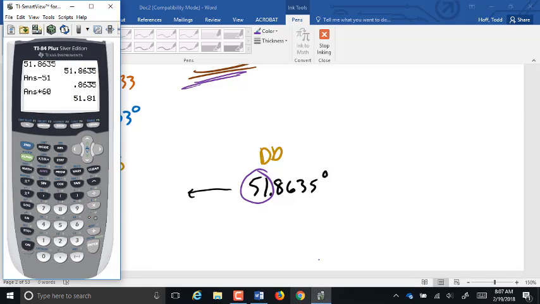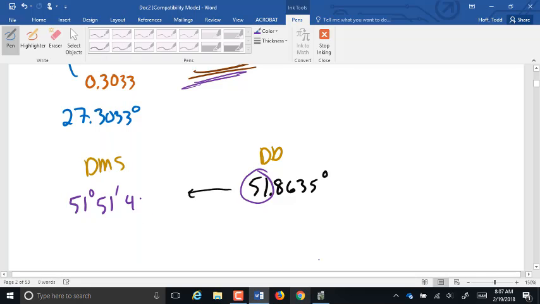Now I subtract off my 51. I have 0.81 that I have to turn into seconds, so I'm going to multiply by 60 again. 48.6. Now in seconds, it is okay to have 1 decimal place. So it's okay to list that as 48.6 seconds.